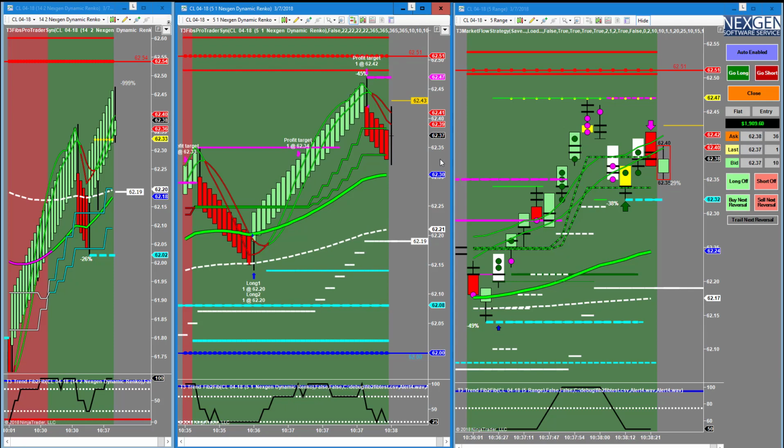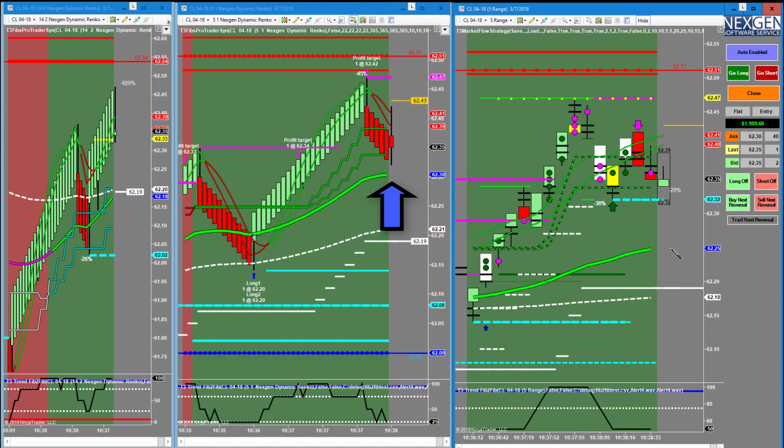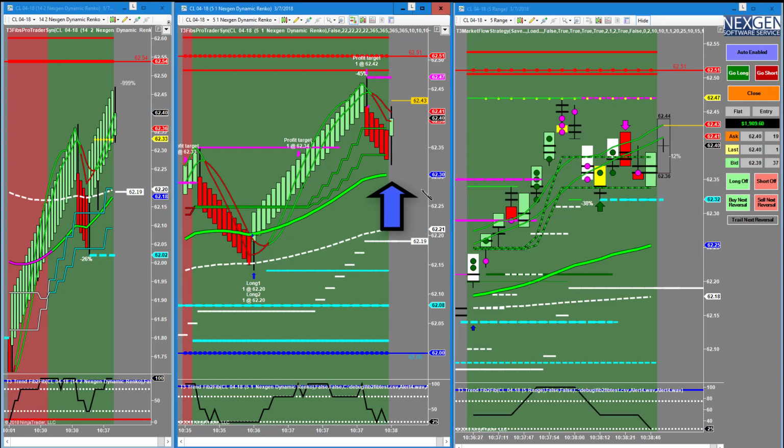And really looking at the large chart, we have the potential of maybe even doing one more trend trade long. So we start to think, are we going to get a trend trade long from the first spot, which is 62.30, right here at our mid band?